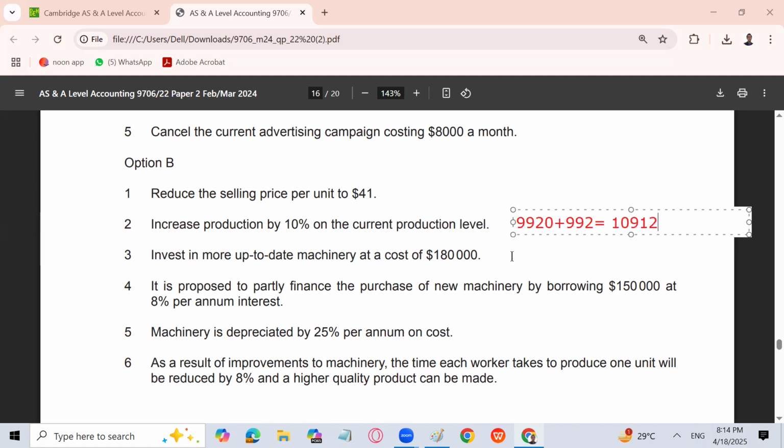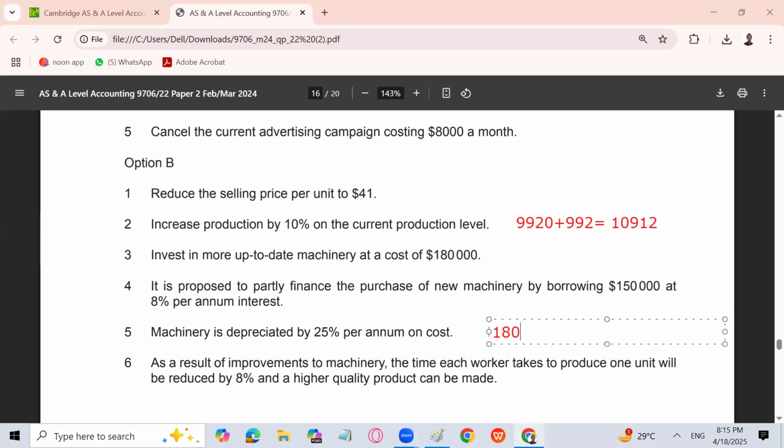So this is a non-current asset. Increase in machinery is a non-current asset. It had nothing to do with the income statement or a marginal cost statement. Only the depreciation will be charged. So the machine is depreciated at the rate of 25% per annum on cost, and we need to calculate monthly profit.